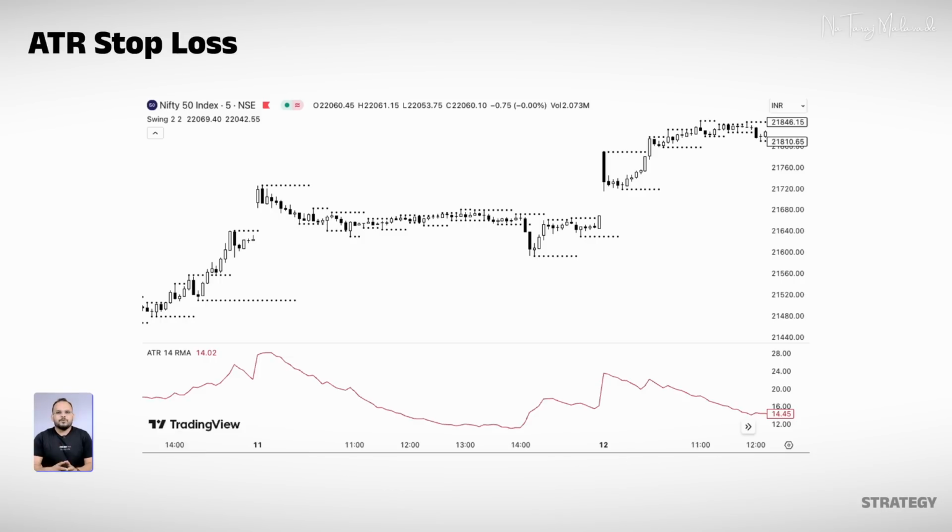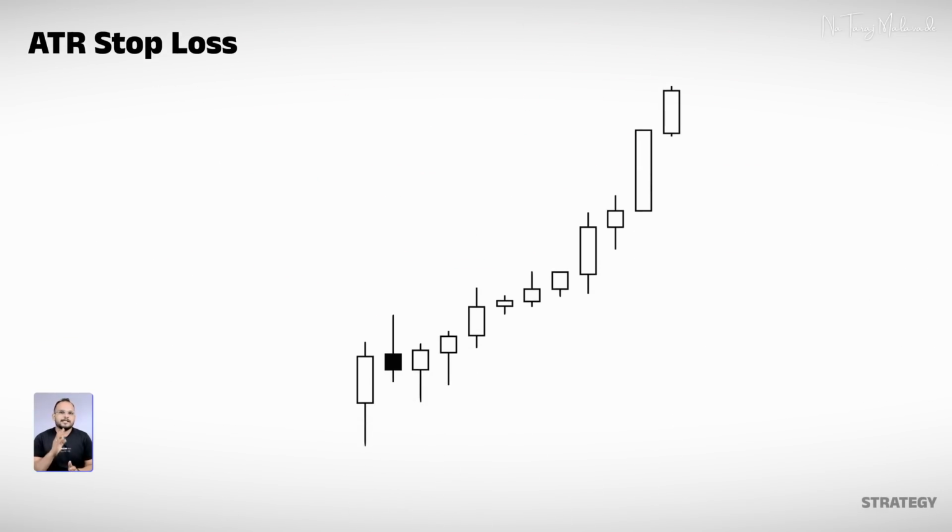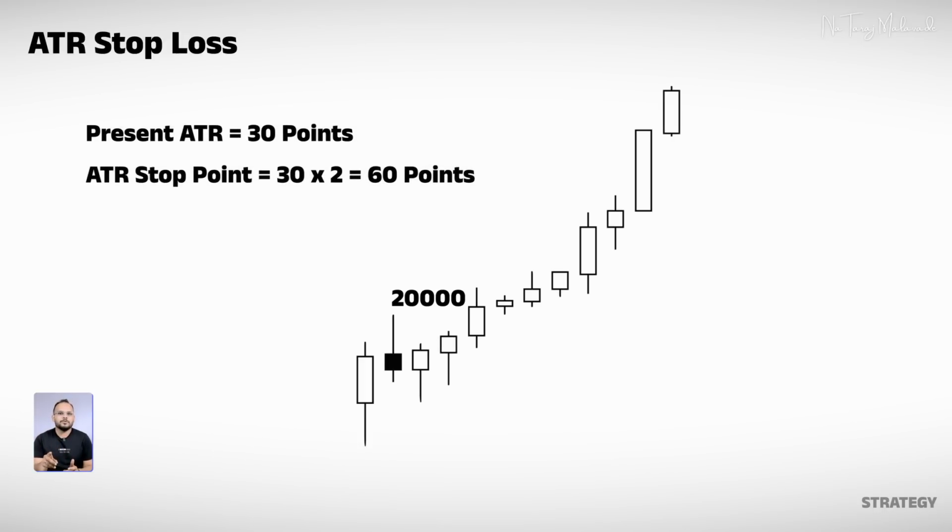This is the first step. If you look at this example, suppose you enter a trade at the 20,000 level. This is an example. At that moment, assume the ATR is around 30 points. Then you multiply this ATR value by a factor. This factor can be adjusted for a particular instrument. In this case, assume I'm taking it as 2. So the 30-point ATR multiplied by the multiplication factor of 2 gives around 60 points, which is the stop loss risk you can carry in that particular trade according to the present volatility of the market.